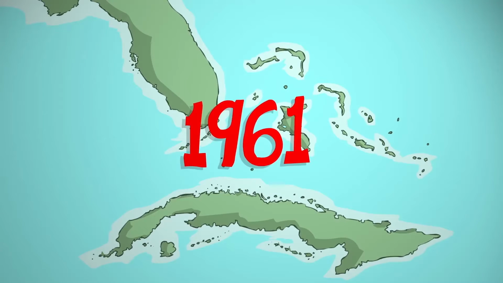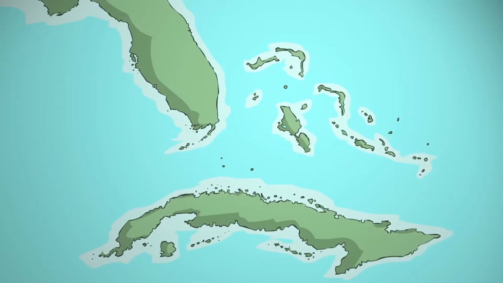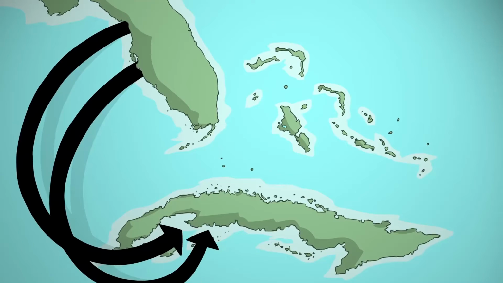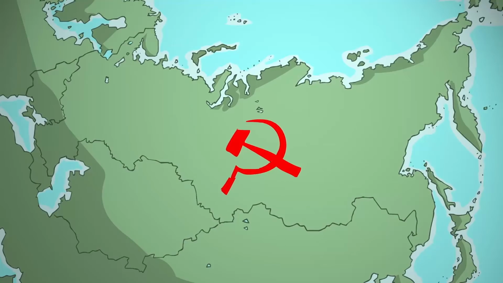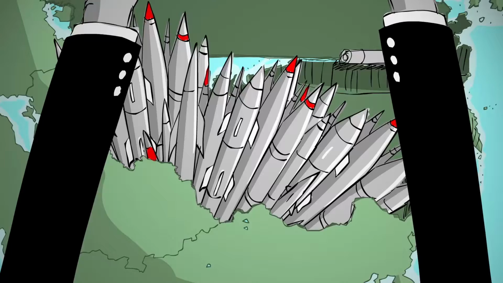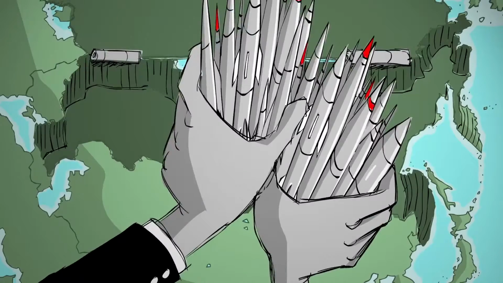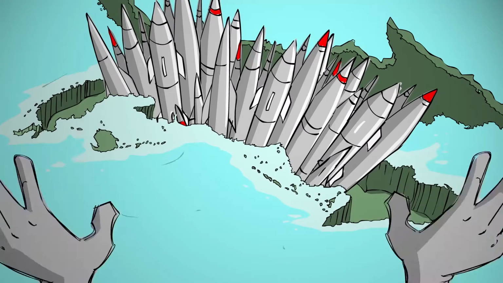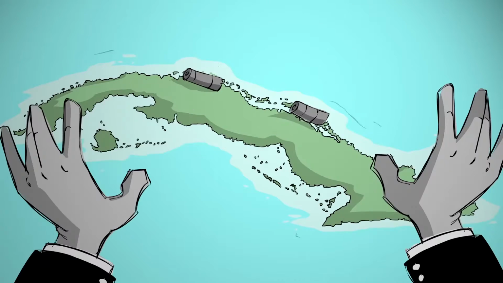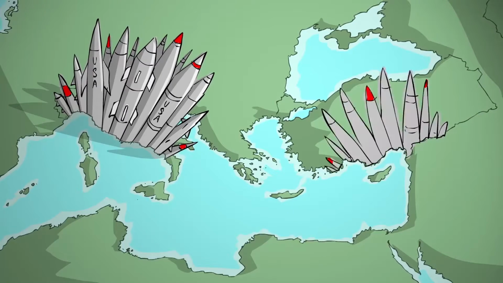In 1961, the U.S. unsuccessfully tried to overthrow Cuba's new communist government. That failed attempt was known as the Bay of Pigs, and it convinced Cuba to seek help from the USSR. Soviet Premier Nikita Khrushchev was happy to comply by secretly deploying nuclear missiles to Cuba, not only to protect the island, but to counteract the threat from US missiles in Italy and Turkey.